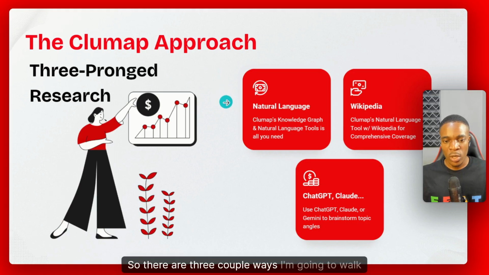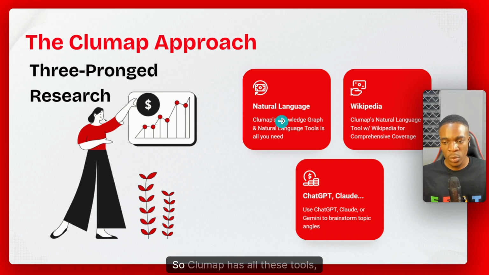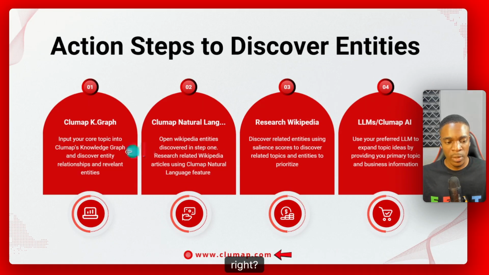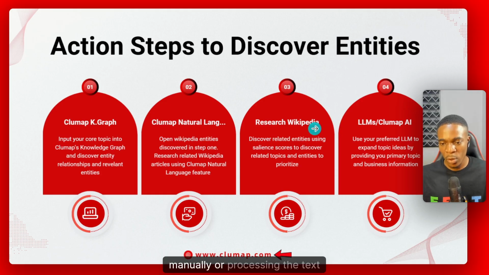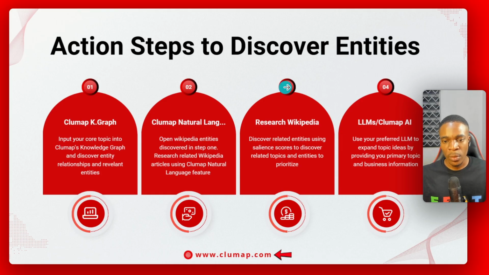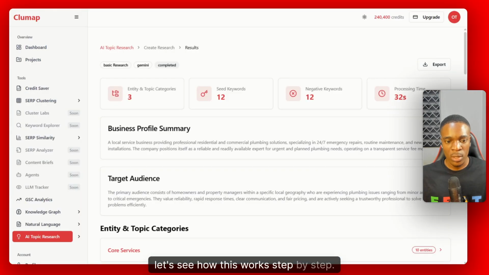There are a couple of ways I'm going to walk you through to find entities and topics. ClueMap has all these tools: the knowledge graph, natural language processing, Google API tools, and LLM processing. So you can use the Google Knowledge Graph built into ClueMap, or natural language processing using Wikipedia manually or processing the text, or using the ClueMap AI topic research tool too. Let's see how this works step by step.